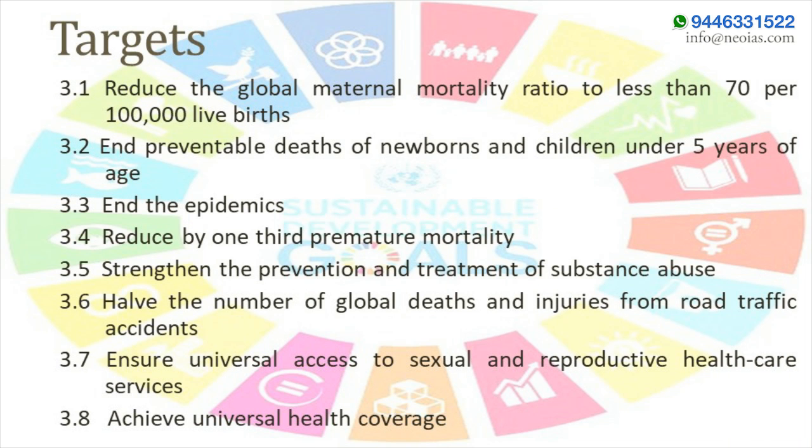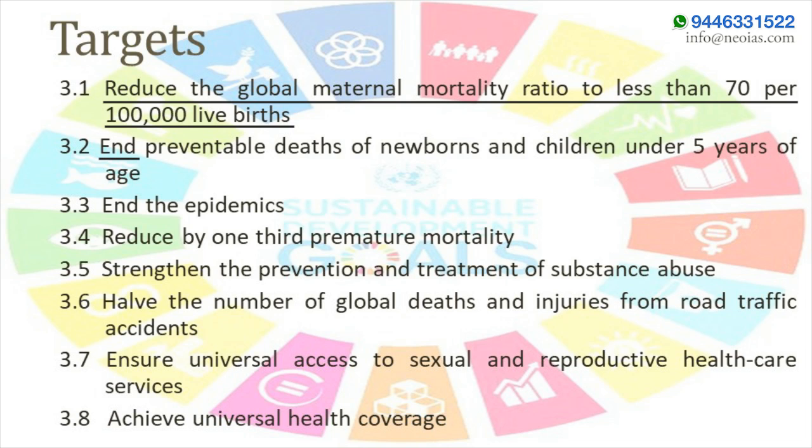So what are the targets? First, by 2030, reduce the global maternal mortality rate to less than 70 per 1 lakh live births. Then by 2030, end preventable deaths of newborns and children under 5 years of age, with all countries aiming to reduce neonatal mortality to at least as low as 12 per 1000 live births and under 5 mortality to 25 per 1000 live births. Next, by 2030, end the epidemics of AIDS, tuberculosis, malaria and neglected tropical diseases and combat hepatitis, waterborne diseases and other communicable diseases.